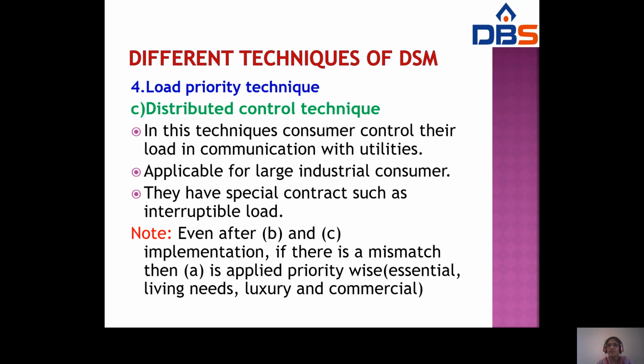Even after B and C are implemented, if there is a mismatch, then A is applied. That means even after B and C, that is, the local load control technique and the distributed control technique, are implemented, if there is a mismatch, then we have to apply the direct load control technique. In terms of priority, we have essential living needs, luxury and commercial.